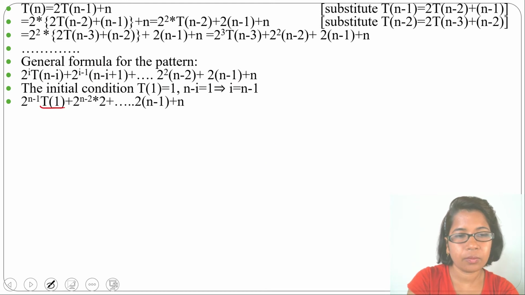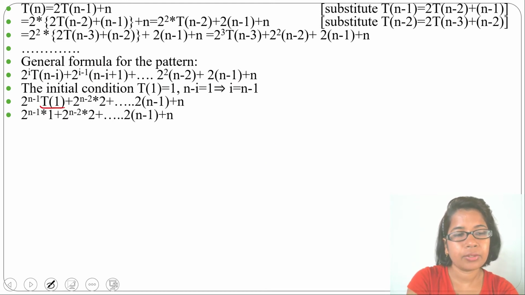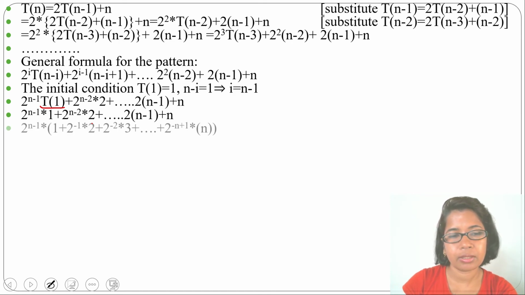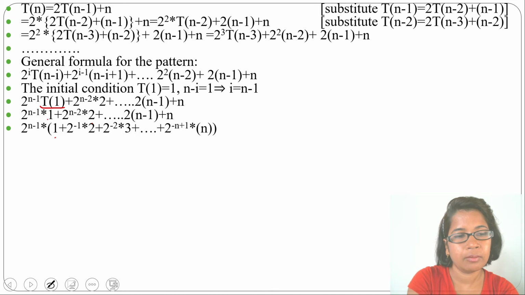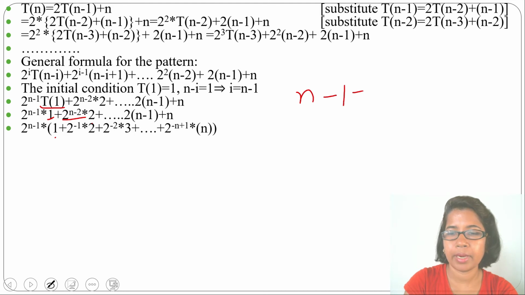So this T of 1 value is 1. So we'll get 2 power n minus 1 multiplication 1, 2 power n minus 2 multiplication 2, like this 2 multiplication n minus 1 plus n. Now from this we can take 2 power n minus 1 as common. After taking 2 power n minus 1 as common, we'll get 1 for this. Then from this term it is n minus 2, that we can write as n minus 1 minus 1.